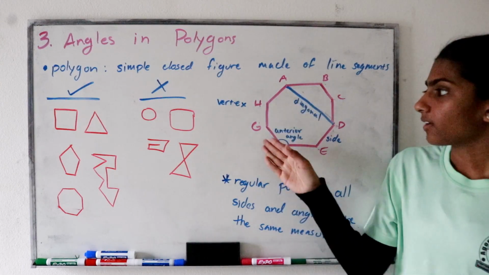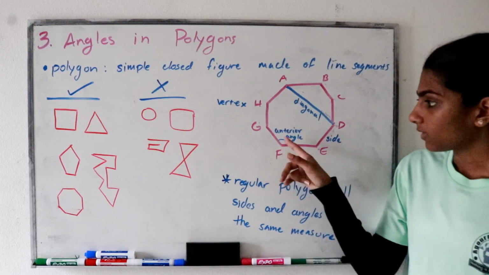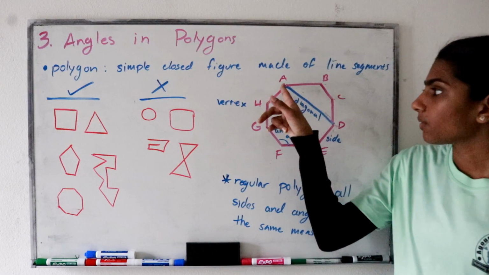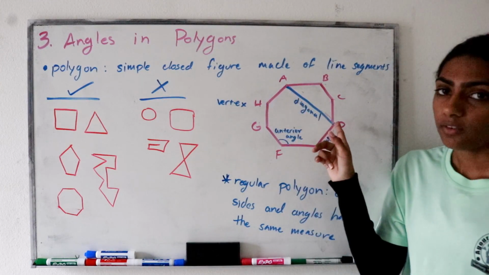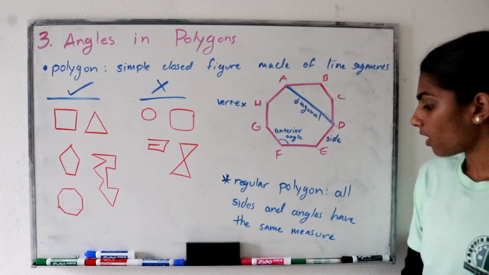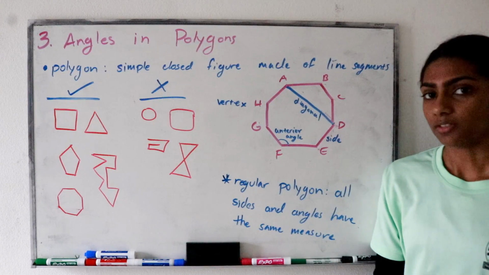So, here are the parts of the polygon. When two sides intersect, we have a vertex. Here we have a side, which is obvious. And here, the angle inside is called an interior angle. And then when we connect one vertex to another vertex inside the polygon, it's called a diagonal. So regular polygons are types of polygons where all the sides and angles have the same measure.